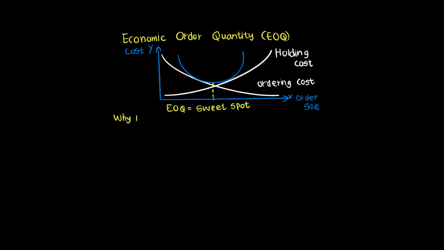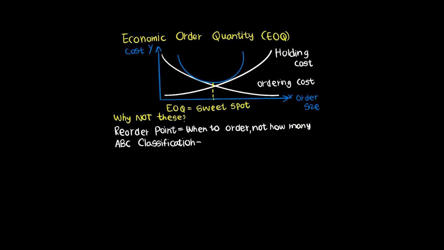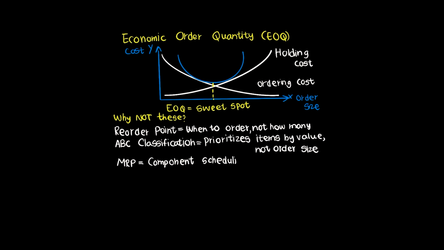The reorder point model tells you when to place an order based on your current stock level and lead time. It answers when, not how many. ABC classification ranks inventory items by their annual dollar value to decide which deserve the most management attention. It is a prioritization tool, not an order sizing formula. Material requirements planning determines what components are needed, how many and when based on a production schedule for finished goods. It handles dependent demand in manufacturing, not independent retail demand order sizing.